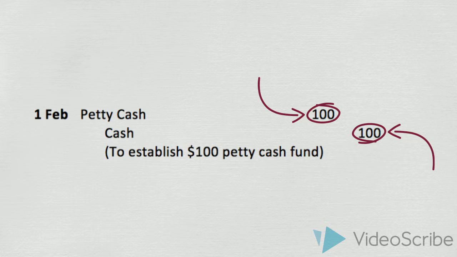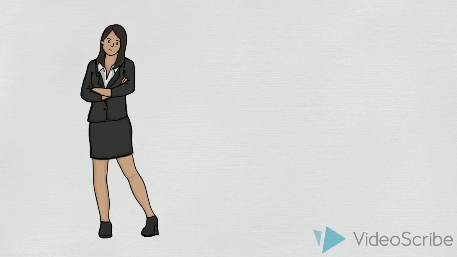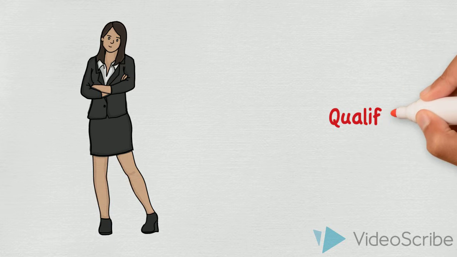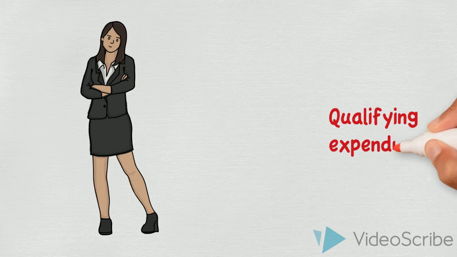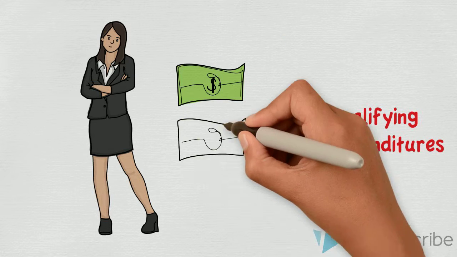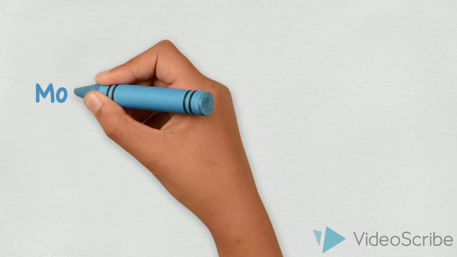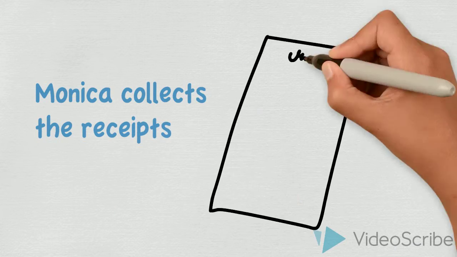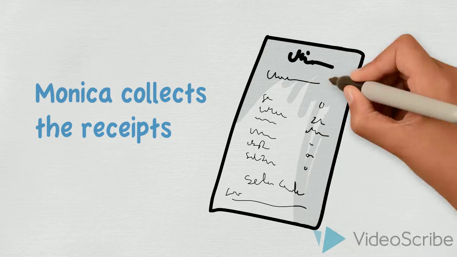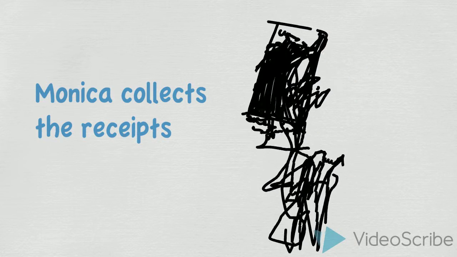After the fund is established, the cash is used to pay for qualifying expenditures. Payments can either be taken from the fund, or employees can seek reimbursement from the fund for payments they have personally made. In both cases, the custodian should collect receipts for the use of any cash. No journal entries need to be made.